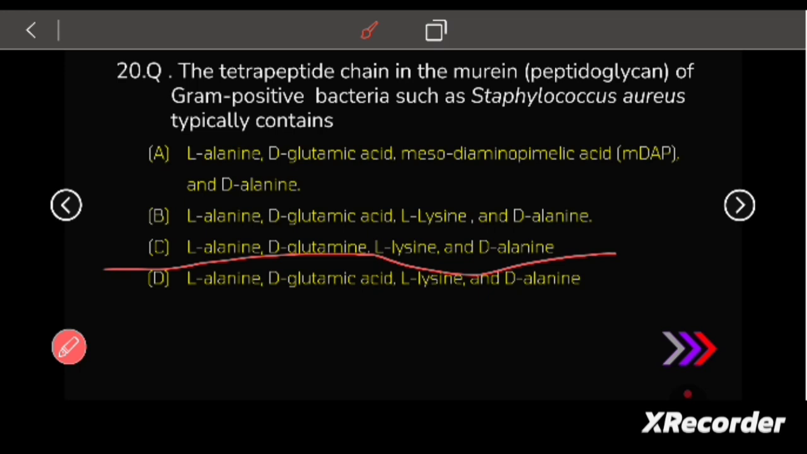First amino acid, L-alanine. It is common in the peptidoglycan of both Escherichia coli and Staphylococcus, both gram-positive and gram-negative. The second amino acid in gram-negative bacteria is D-glutamic acid. In gram-positive Staphylococcus aureus it is D-glutamine. The third amino acid in E. coli is meso-diaminopimelic acid, whereas in Staphylococcus it is L-lysine. So the answer is C.